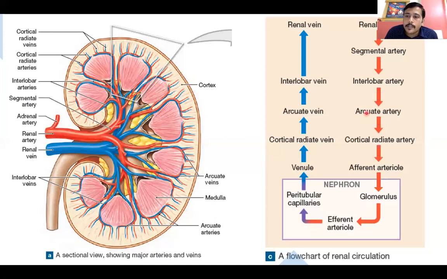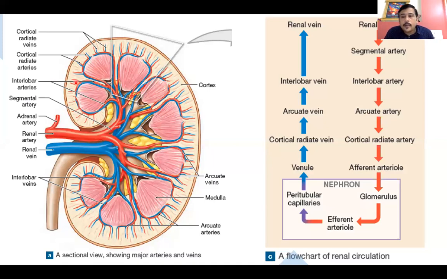They are named arcuate arteries because they are arching out here. That's why it's named arcuate arteries. These arcuate arteries again give out small branches, which are known as the cortical radiate arteries. They are radiating into the cortex, so they are known as cortical radiate arteries.